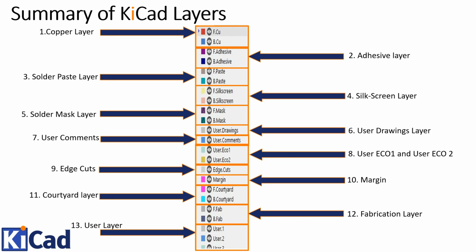The main layers that are very important in the PCB design are the copper layer, that is very important. Then we have silk screen layer, that is very important. Then we have edge cut layer, that is very important, and courtyard layer, that is very important. So all these layers which I have specified will fulfill the minimum requirement of your PCB.